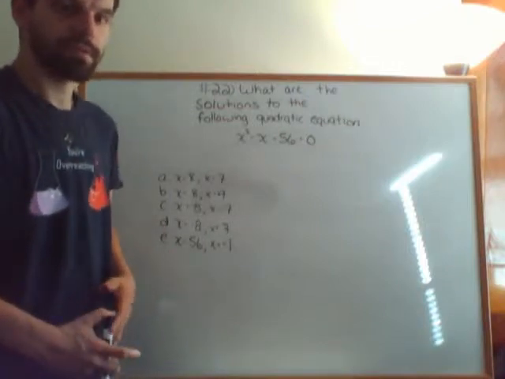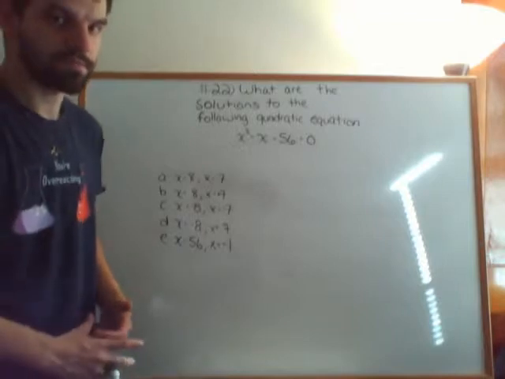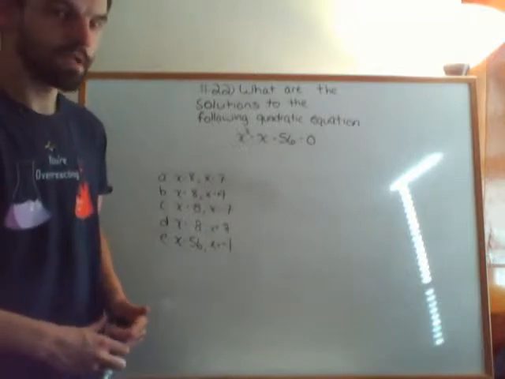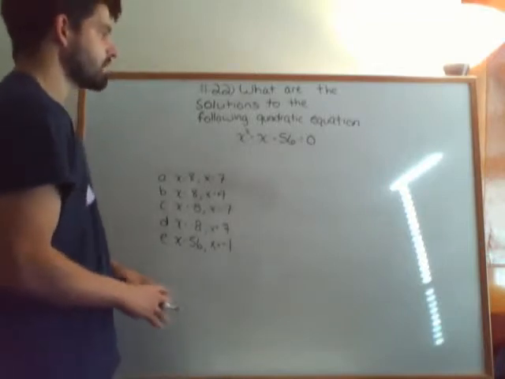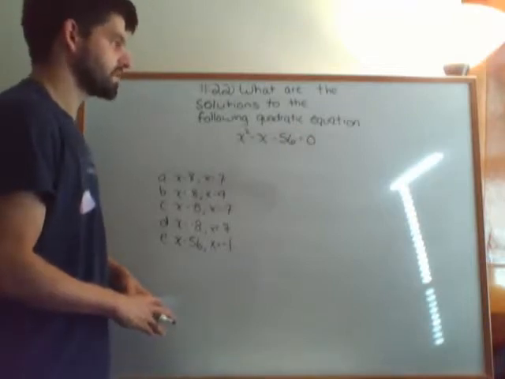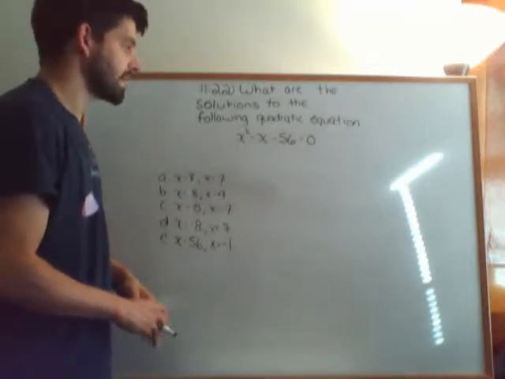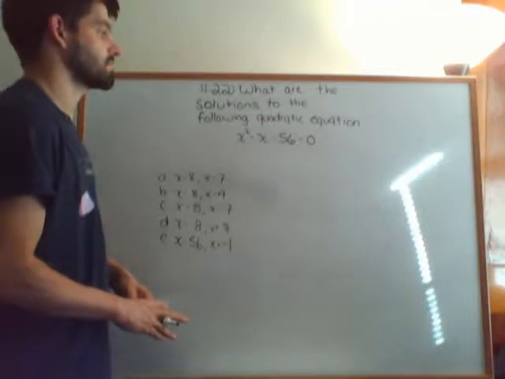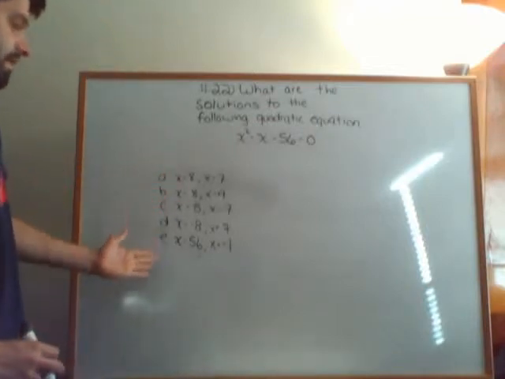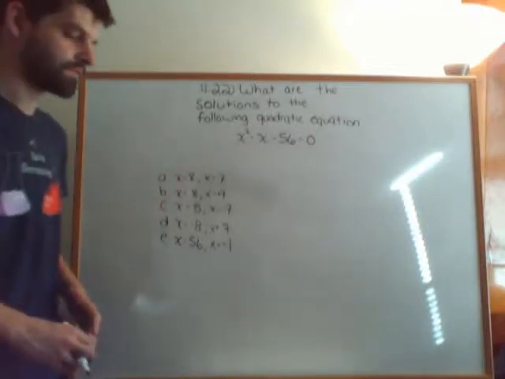In this video, we're going to be continuing with the practice algebra exam, starting with question number 22. Question 22 states, what are the solutions to the following quadratic equation, x squared minus x minus 56 is equal to 0? And then we have our answer bank down here on the left.